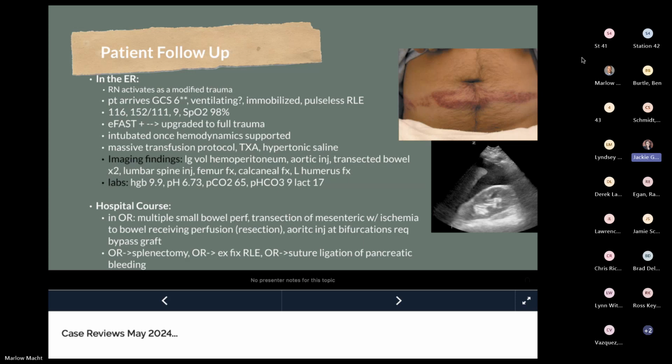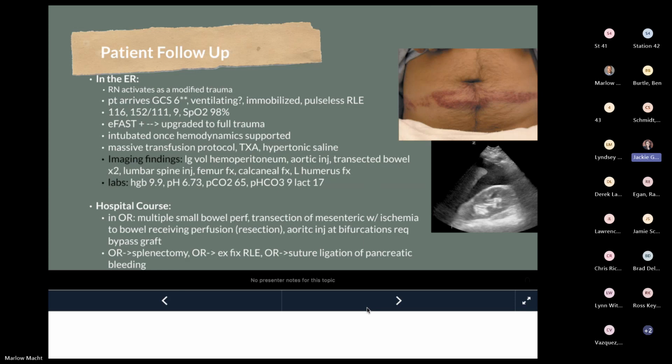The reconstituted flow was pretty abysmal, so that's why he didn't have any pulses. His labs showed hemoglobin of 9.9. He was pretty acidotic when he first arrived at 6.73. His lactate was 17, and he had a bicarb level of 9, suggestive of pretty severe metabolic acidosis from underperfusion.